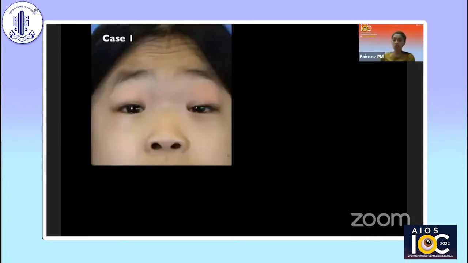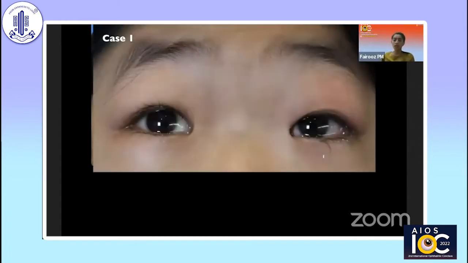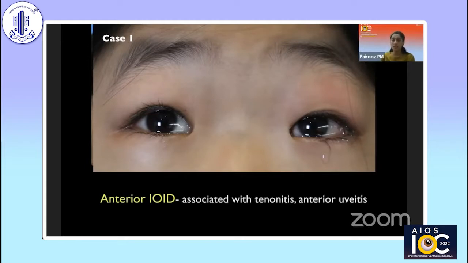So this is a 12-year-old child who presents with recurrent periocular puffiness and swelling. And this is how she looks. She has definitely periocular swelling, there is hyperemia, and she has severe photophobia. Anterior segment evaluation showed anterior uveitis, and ultrasound B scan showed tenonitis. So this is a case of an anterior IOID.